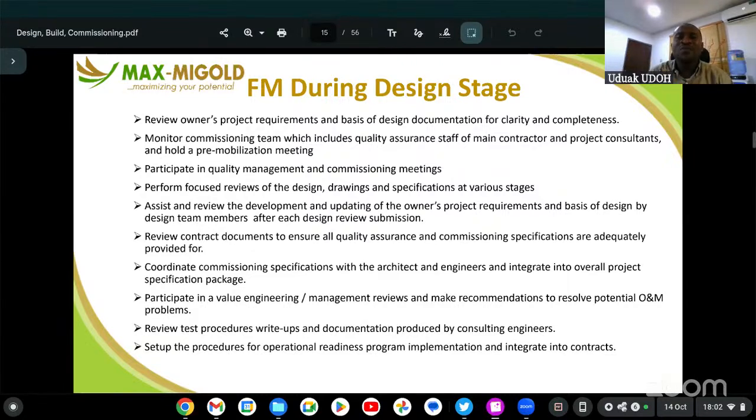We also need to review drawings too, the design specifications at various stages. We know facilities managers, their qualifications, probably their first degree, are not engineering based.